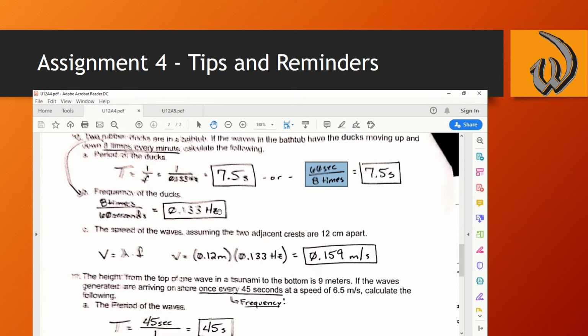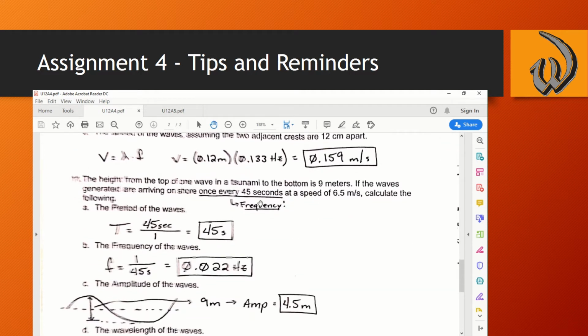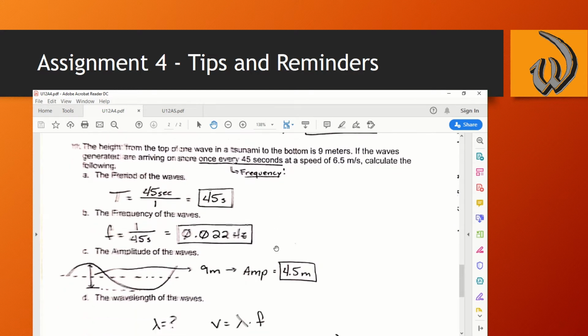Make sure you know which one is frequency and which one is period, and plug the correct one into this wave equation down here. From there, number 11, yet again, it was a frequency that was given to you. It's the number of times this thing occurs divided by the amount of time that it occurred for. That's how you'll find your period and your frequency down below.